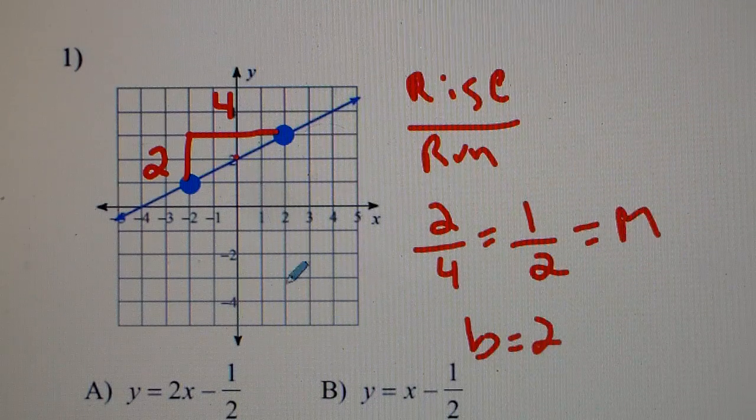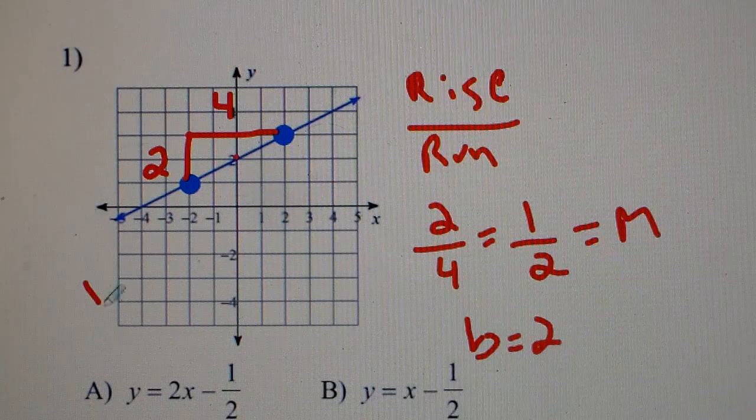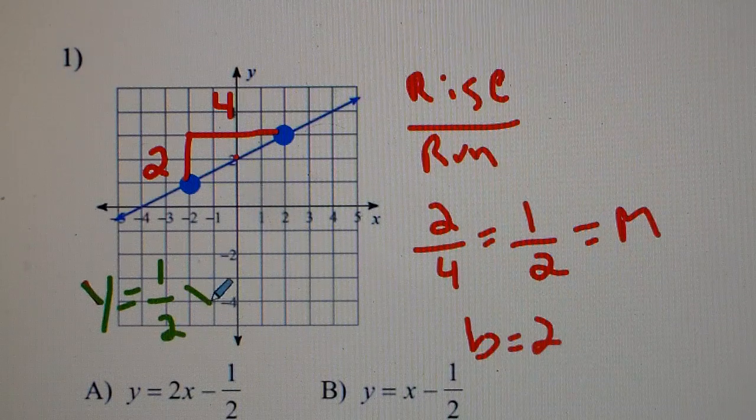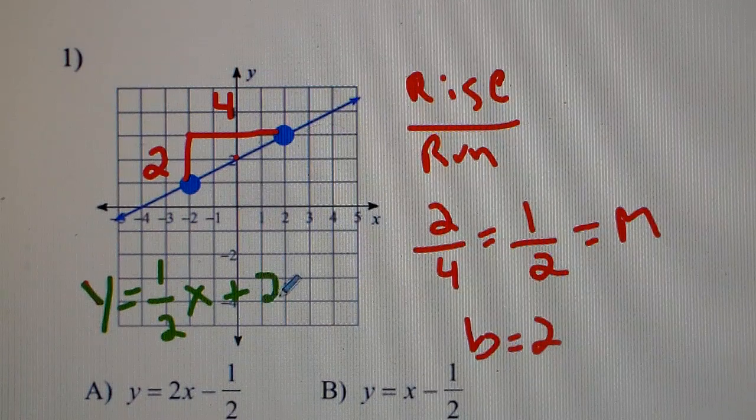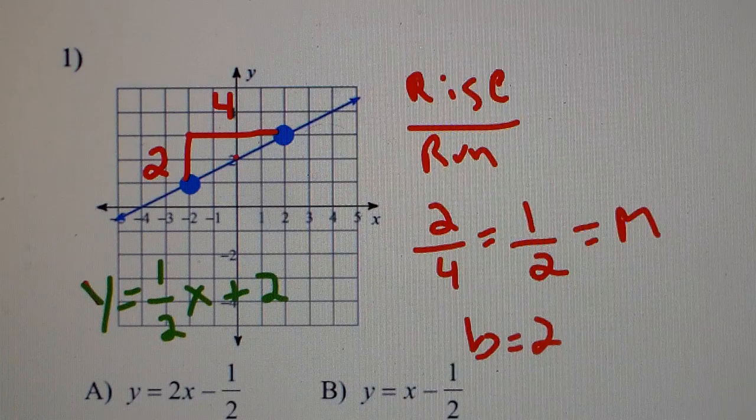So our formula is going to be y equals, find a good spot right down here, doing a different color. We have y equals our slope, which is a half, x, then plus 2, because that's where our y-intercept is. So that's how we write the equation there.